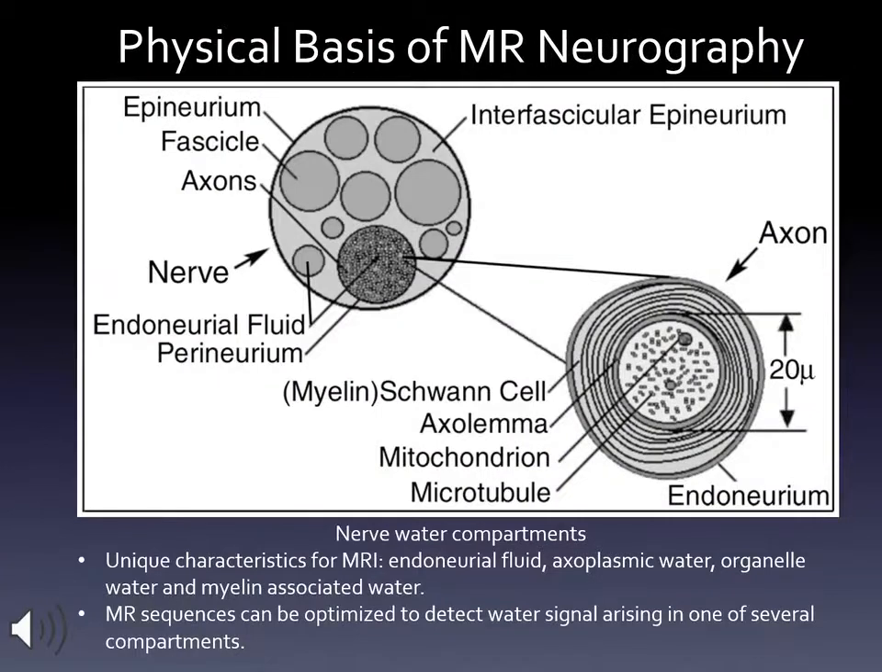Here we can see a depiction of the nerve water compartments. Important nerve water components with unique characteristics for MRI include the endoneurial fluid, exoplasmic water, organelle water, and myelin-associated water. MR sequences can be optimized to detect water signal arising in one of the several compartments. The clinical pathology data in T2-based MR neurography appears to derive from alterations in endoneurial fluid content in nerve.